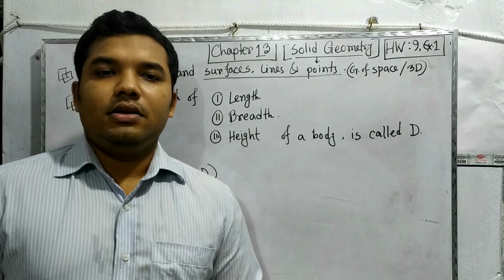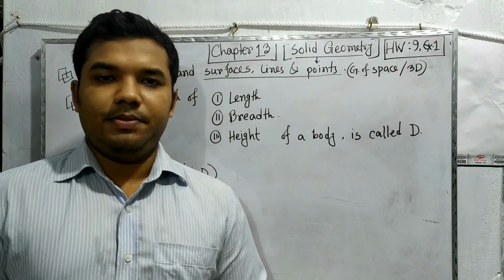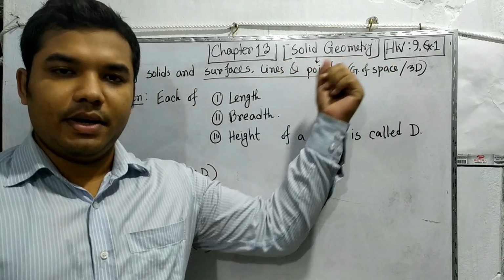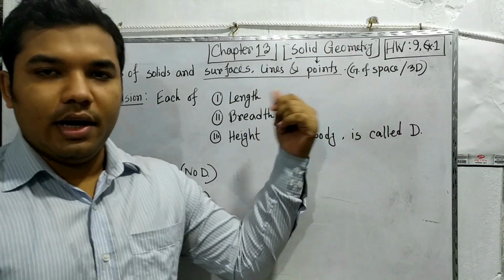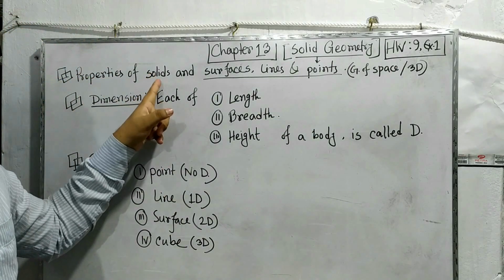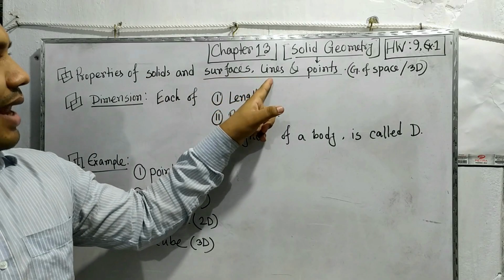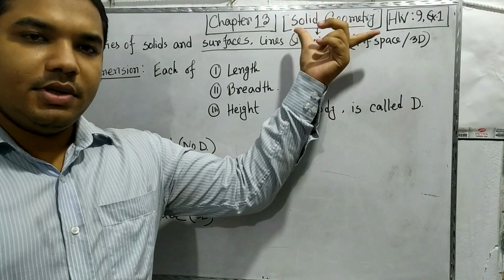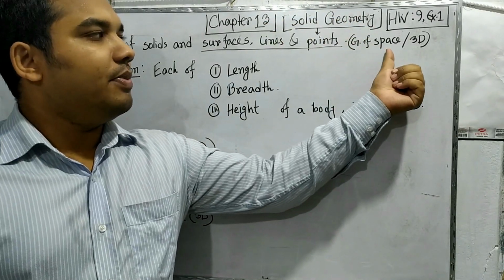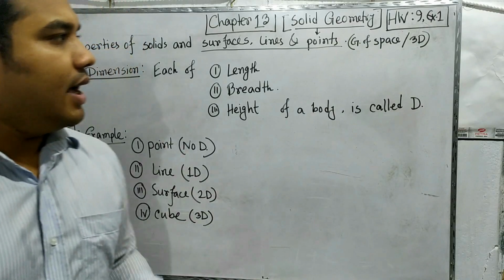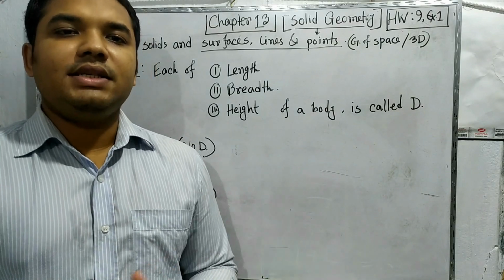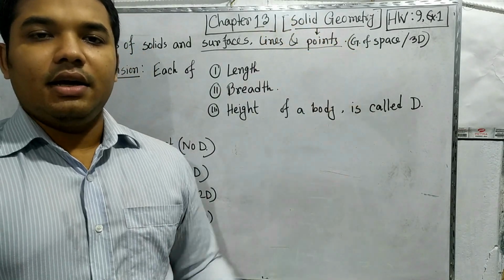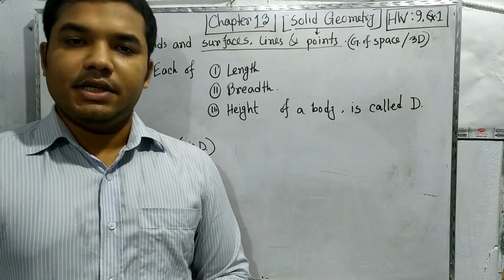Hopefully you are well. Today we are going to discuss chapter 13 of your higher mathematics, and this is on your solid geometry part. Actually this is the part where we discuss the properties of solids and the surfaces, lines and points. Solid geometry is also known as the geometry of space or 3 dimensions. Today we are going to discuss the basic concept of solid geometry, and it is also very important for your MCQ too.